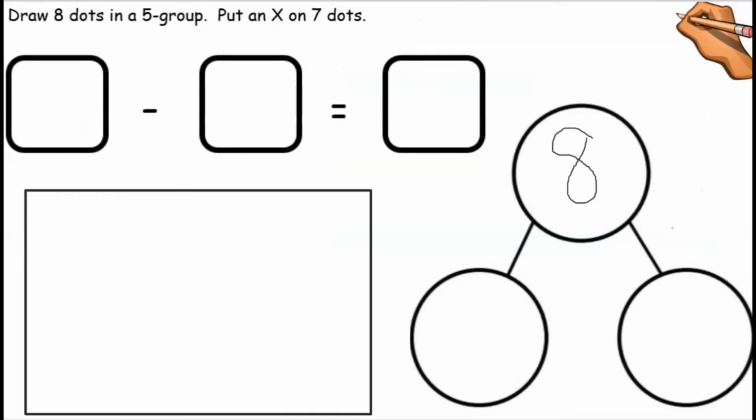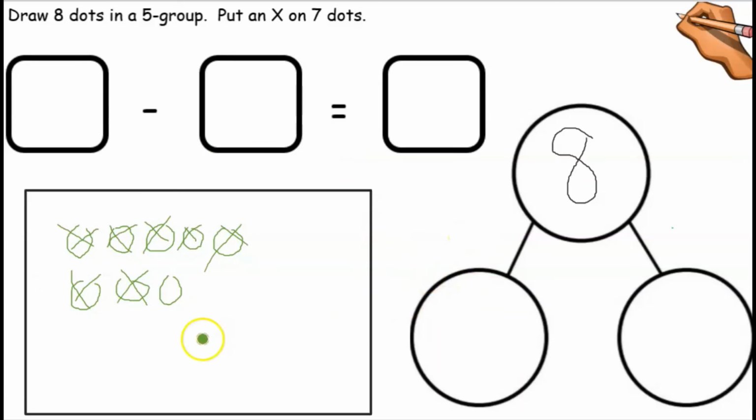Okay, I'm going to draw 8 dots. Once I've drawn 8 dots, I'm going to cross 7 dots out, and then your teacher's going to pause the video. You guys are going to match the number sentence and number bond to my drawing. So there's 8 dots, and I'm going to cross out 7. 1, 2, 3, 4, 5, 6, 7. Go ahead and match the number sentence and number bond to my drawing.